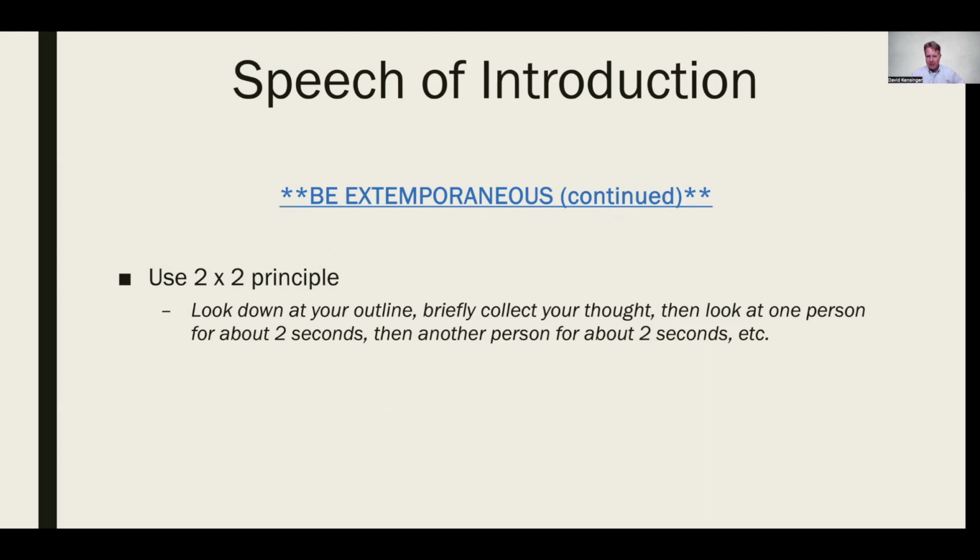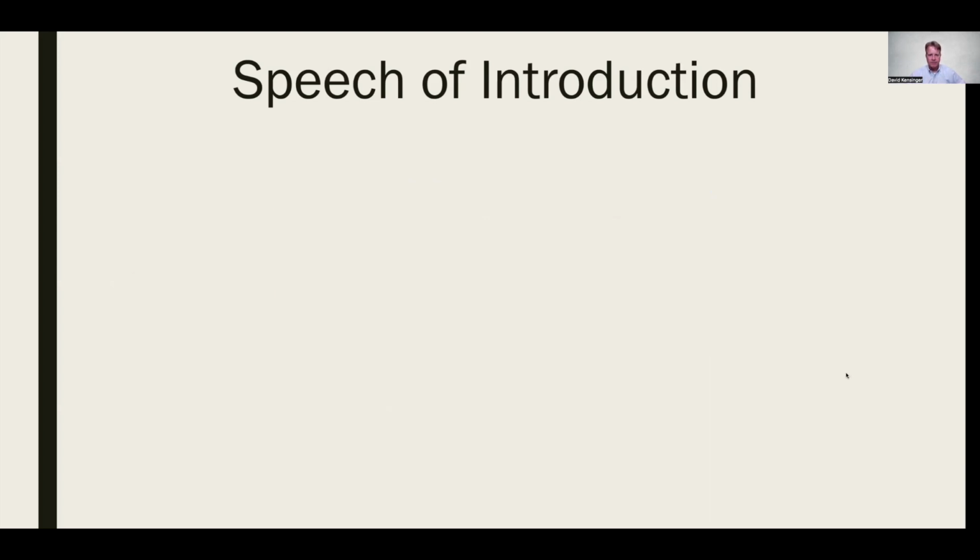It's a guiding principle where you just want to have that flow where you're looking down, collecting your thought, looking back up for a few seconds at a few different people. It's called the 2x2 principle. So all of this represents being extemporaneous, plenty of eye contact with the audience, being conversational, not reading to the audience. All right, next on our criteria sheet, number 3, poise.